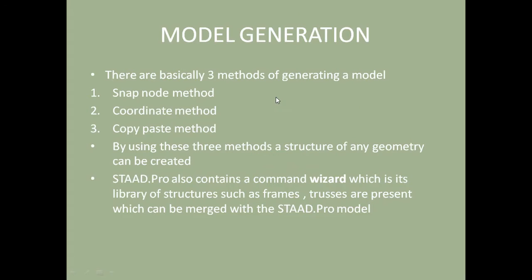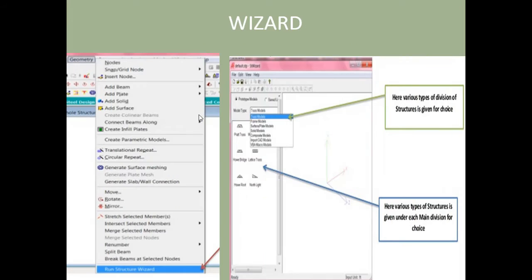There are three methods in STAAD.Pro for creating the structure: snap node, coordinate and copy paste. Previously we could use software like AutoCAD, where we can use copy paste or mirror, and snap node is like a grid method. Snap node is a grid method, which we can basically use in AutoCAD.